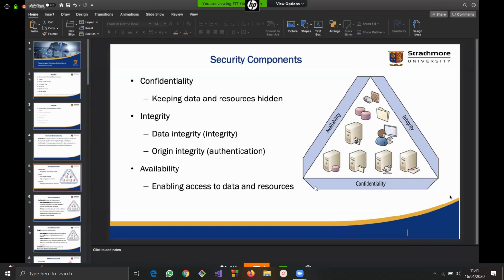Integrity for me refers to maintaining consistency, accuracy, and trustworthiness of data over its entire life cycle. So it must not really change in transit. Yeah, and also it covers issues like file permissions and access control.